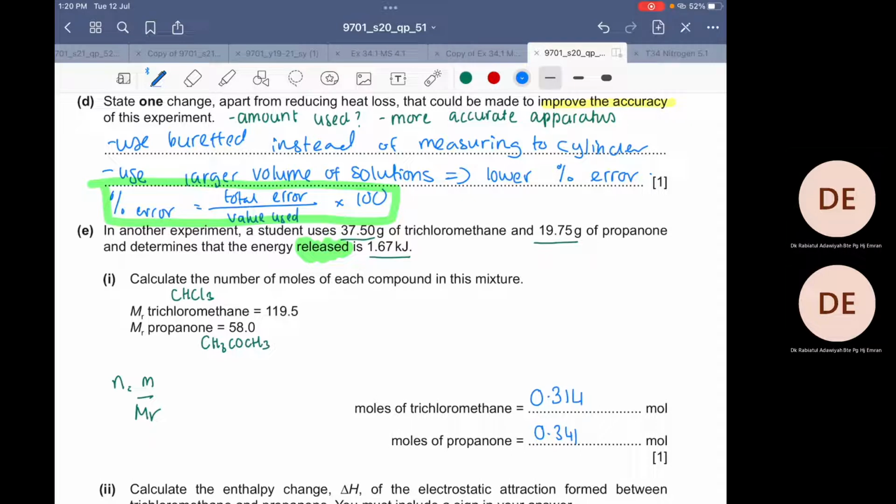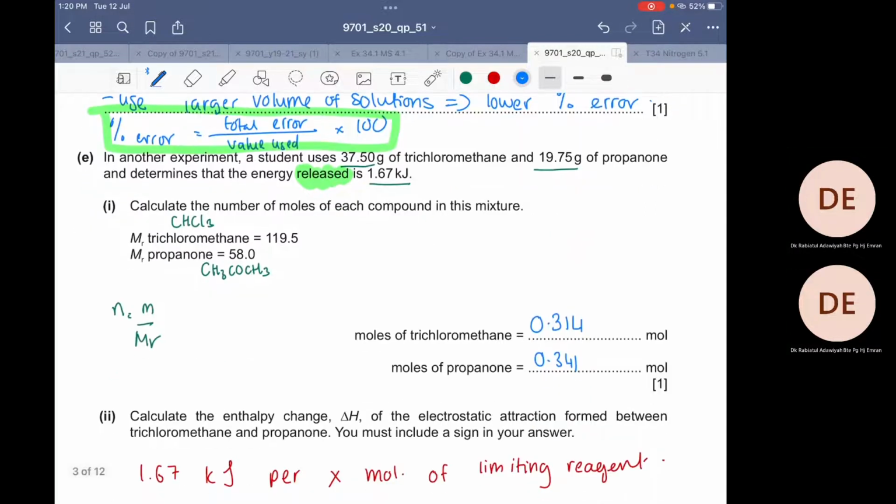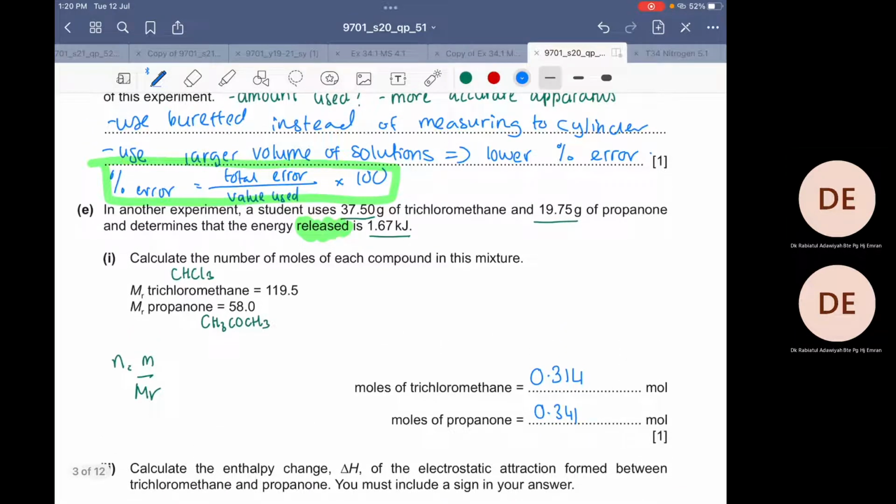Now, when you want to find the enthalpy change, delta H, which is for the next question, usually the units is in kilojoules per mole, per 1 mole of something. But per 1 mole of what? Because you have trichloromethane and you have propanone. And if I use the number of moles of either one, then I would get a different answer. So you have to choose which number of moles of which reagent would actually matter. And it's usually the one that is in limiting amount, which is the limiting factor.